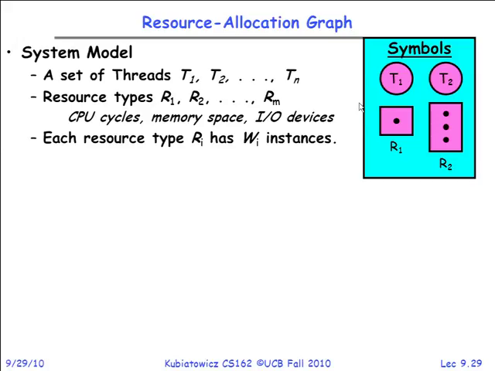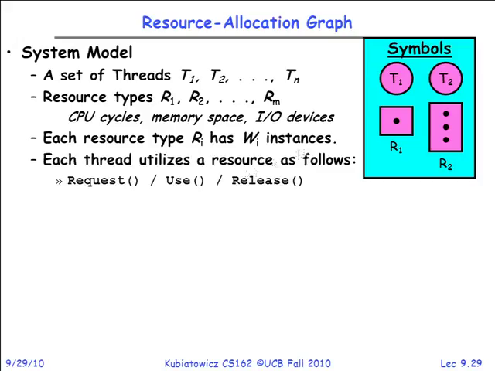So here, R1, there's only one of them. R2, on the other hand, has three of them. And when I say I need an R2, I don't really care which one I get. Okay, that's what that three-dot system means there. Each thread utilizes a resource by requesting it, using it, releasing it. So that doesn't seem too mysterious.